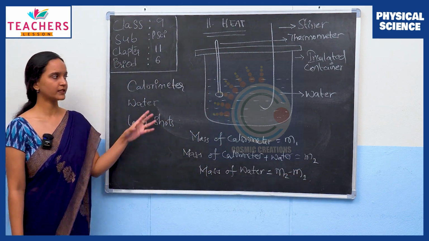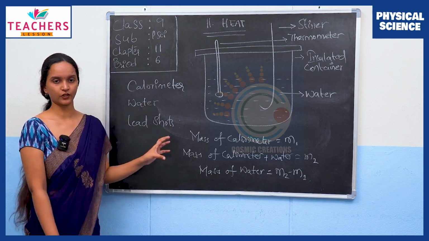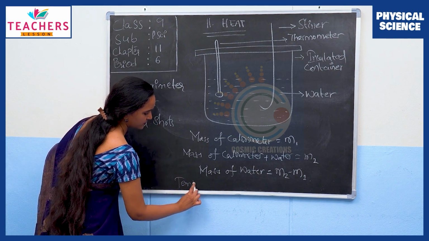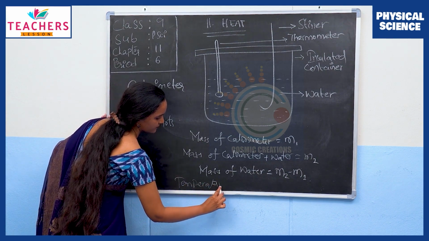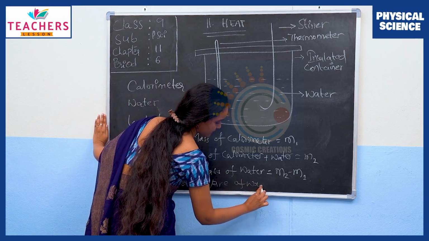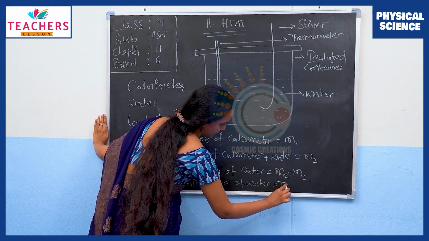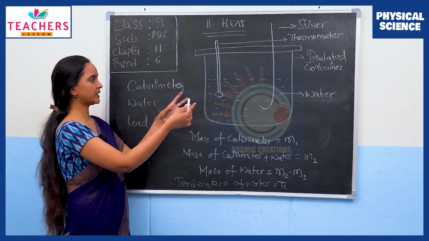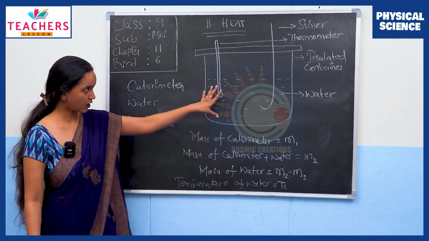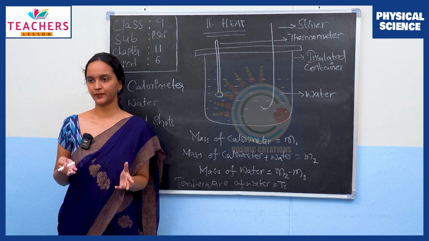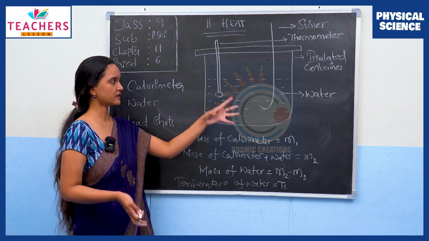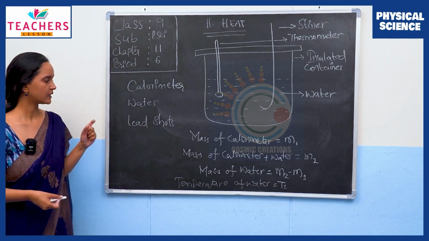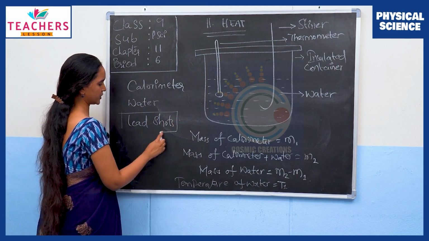Now, with the help of the thermometer, we take the measurement of the temperature. Let's say the temperature of water is T1. The temperature of the calorimeter along with this water is T1 because all these components would be at the same temperature: water, the container, the stirrer, etc. Clear? Now we need to find the specific heat of lead shots.